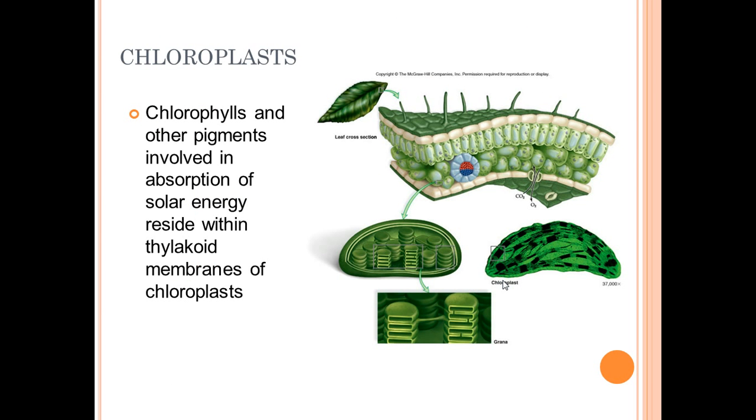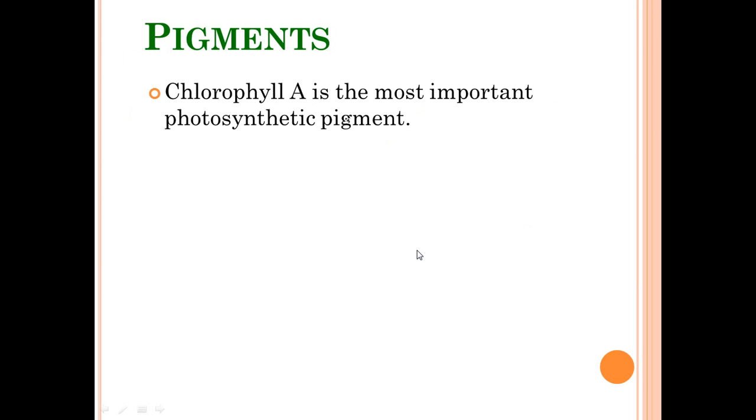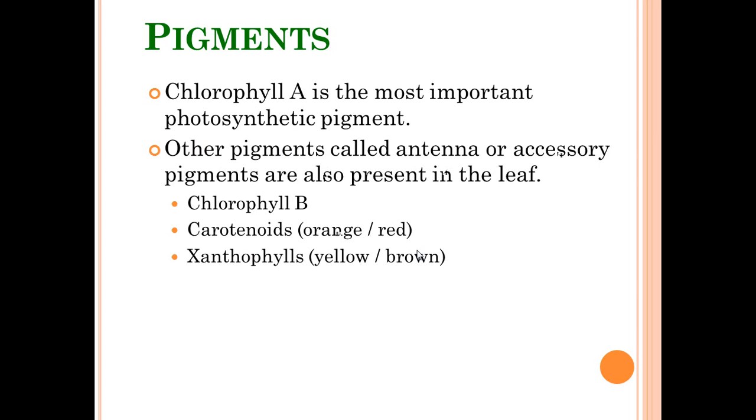Chlorophylls, there's more than one kind of chlorophyll, and other pigments are involved in the absorption of solar energy or light energy, and they reside within the thylakoid membranes of the chloroplasts. So the chlorophyll that we talk about is actually in these pancake stacks. Chlorophyll A is the most important photosynthetic pigment. So it's actually a green colored pigment.